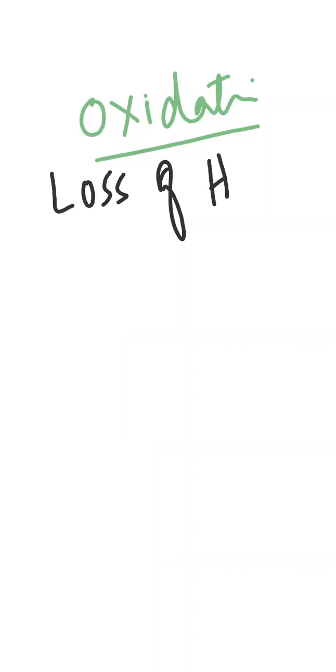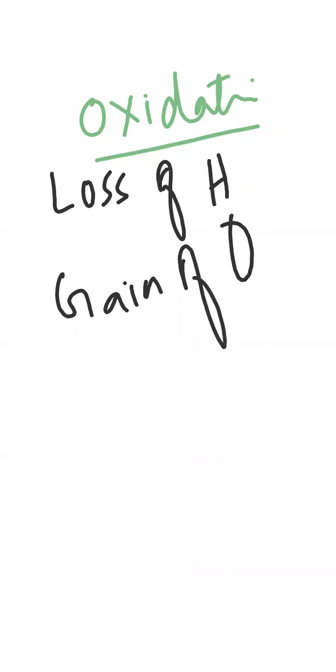We have two types of reactions now. Every reaction could be either oxidation or reduction or redox, meaning there could be oxidation and reduction both. But what is oxidation and what is reduction? Oxidation means loss of hydrogen. Gain of oxygen is oxidation. You can see if something is gaining oxygen or losing hydrogen.